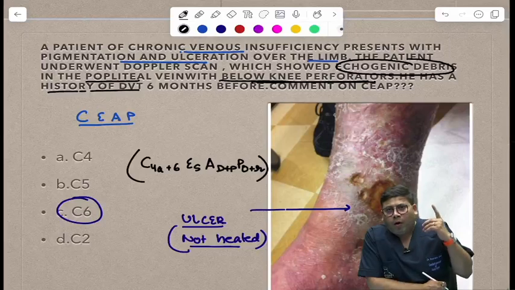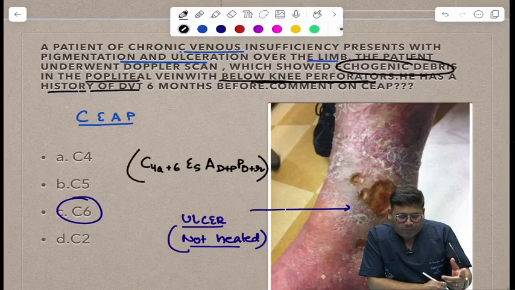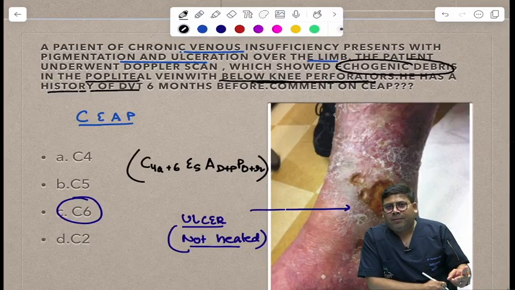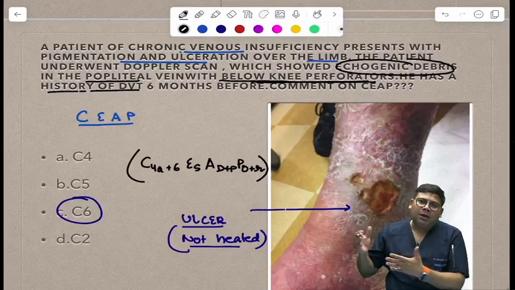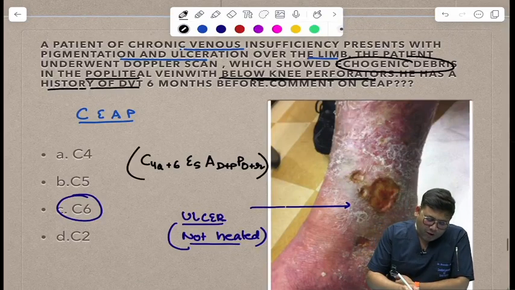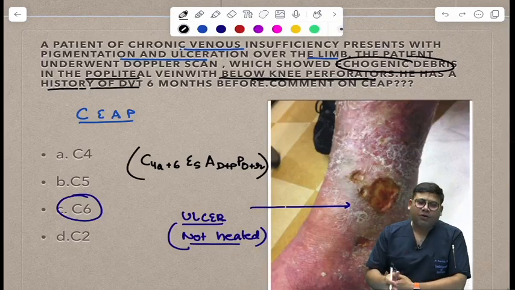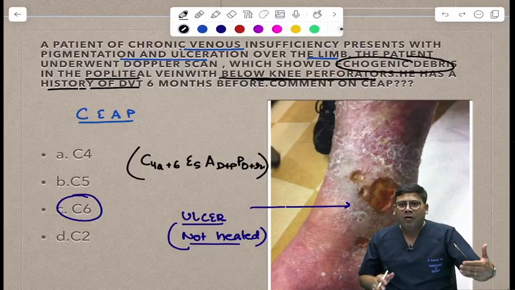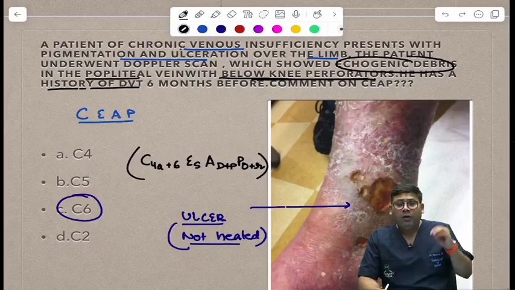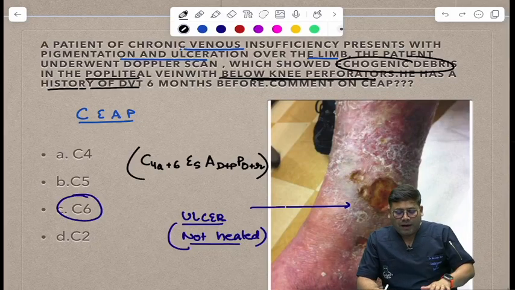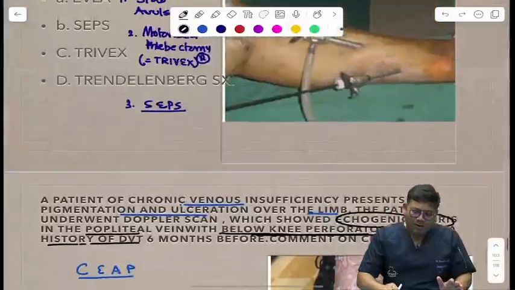Why O? Why obstructive? Because of echogenic debris. Why R? Because the perforators are faulty, therefore reflux. Why AD? Because the popliteal vein is involved. Why AP? Because the perforator system is involved. Why is it ES? Because remember students, it is secondary to the DVT which happened 6 months back. So this is how you will conclude the CEAP. Don't just write C1, C2; nowadays many things are in use.